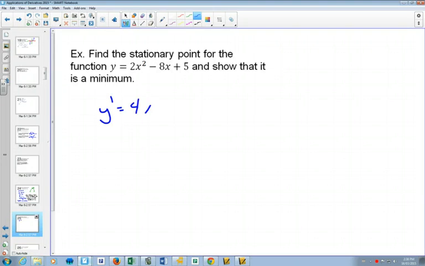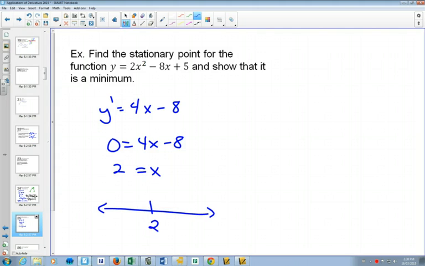The derivative would be 4x minus 8. Make it equal to 0. Move the 8 over, divide by 2, and you get x equals 2. That's going to be your critical point, 2 comma something.